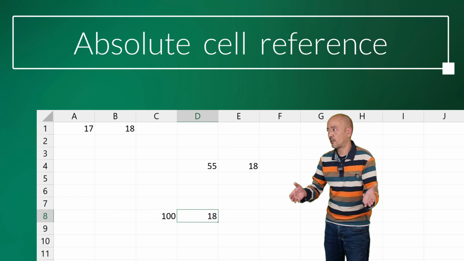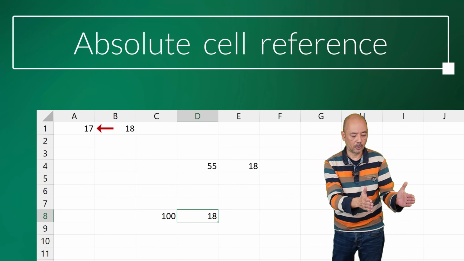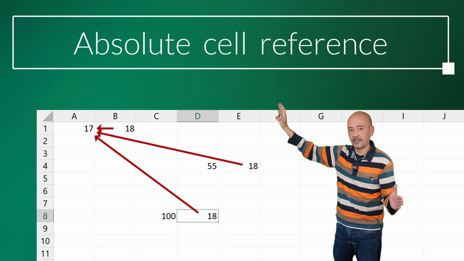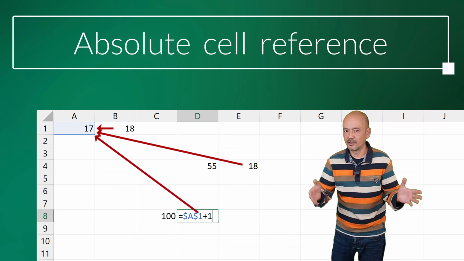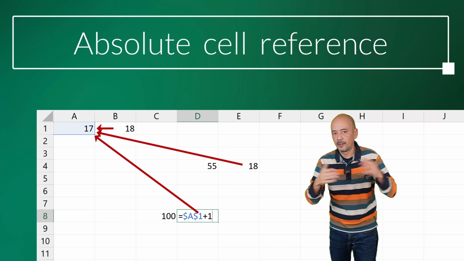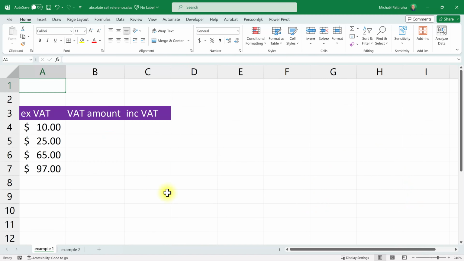Well, sometimes you have a formula referencing A1, and when you make a copy of the formula, you want to have the reference to A1 stay at A1. This is called absolute cell reference, but this is not the default behavior in Excel. Now, let's get behind the computer and let me show you how to create absolute cell references. I'll give you two examples.